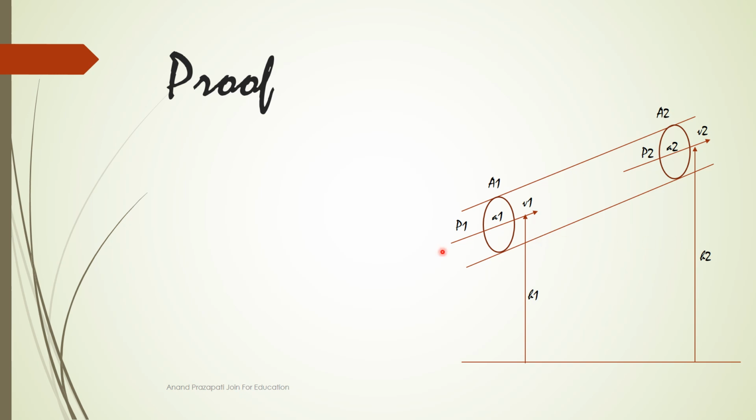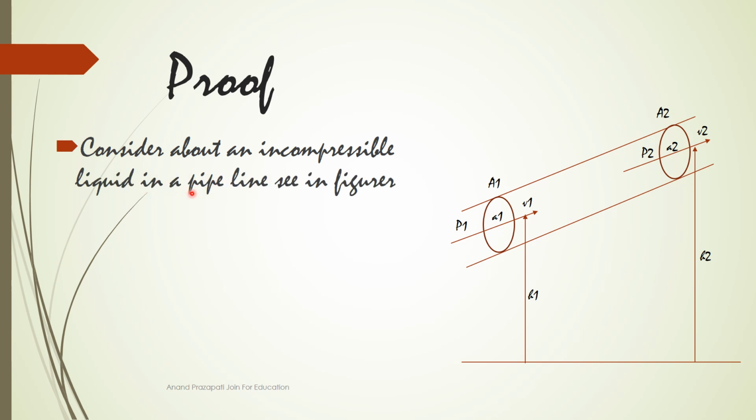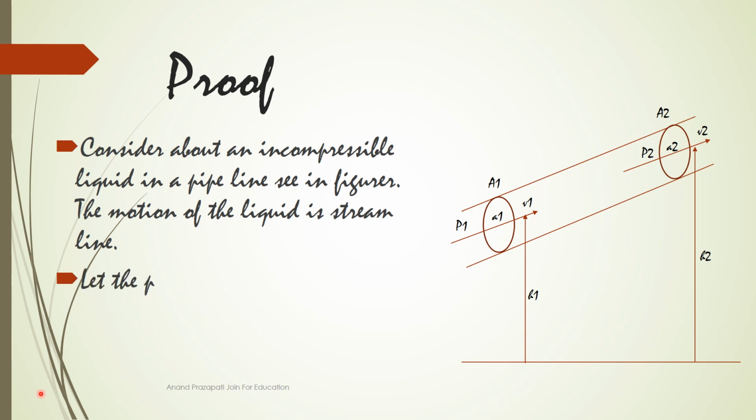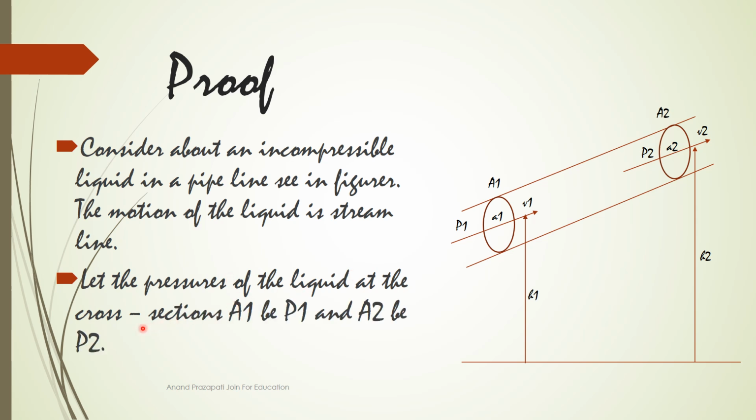Let's see the written statement of this one. So consider an incompressible liquid in a pipeline. See in figure, the motion of the liquid is a streamline. At A1 liquid enters, and at A2 liquid leaves the pipeline. Let the pressure of the liquid at the cross section A1 be P1, already I have explained about it, and at A2 be P2.